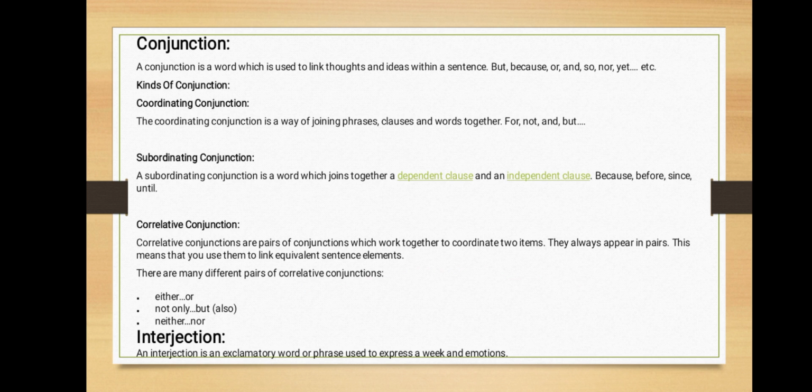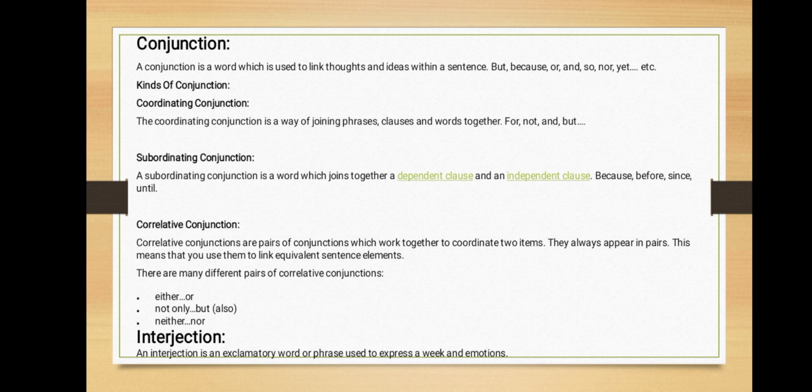Now, conjunction. A conjunction is a word which is used to link thoughts and ideas within a sentence, just like but, because, or, and, so, nor, yet, etc. There are three kinds of conjunction: coordinating conjunction, subordinating conjunction, correlative conjunction. Coordinating conjunction. The coordinating conjunction is a way of joining phrases, clauses, and words together: for, nor, and, but. For example, they rushed to hospital but they were too late. But is a coordinating conjunction.